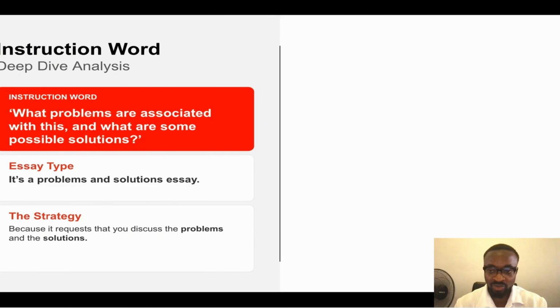What do the instruction words look like? These are the instruction words we picked from the question. And they read: what problems are associated with this and what are some possible solutions. So based on this, it's clear for anybody to see that this is a problems and solutions essay because it requests that you discuss the problems and solutions associated with flooding, which is as a result of global warming.